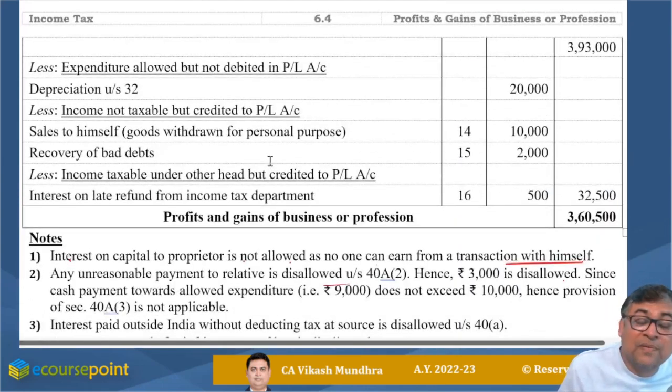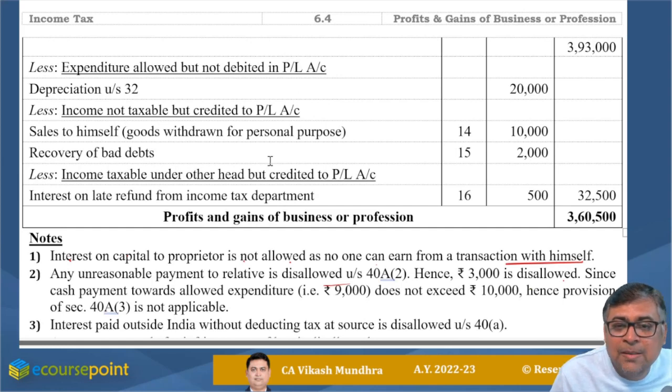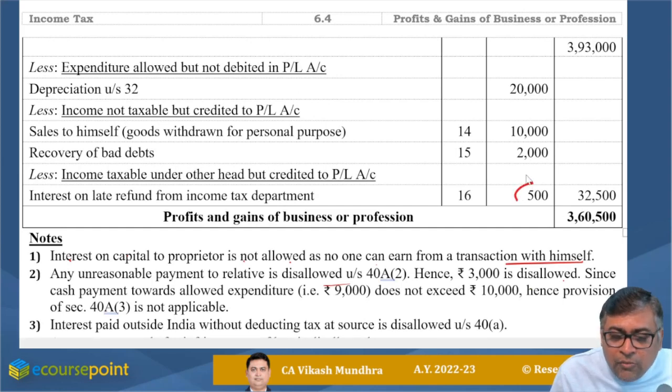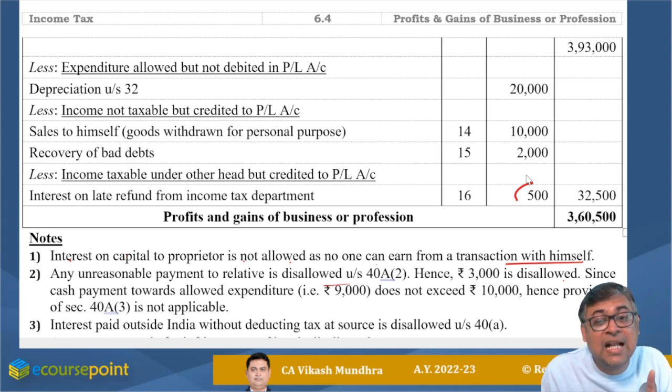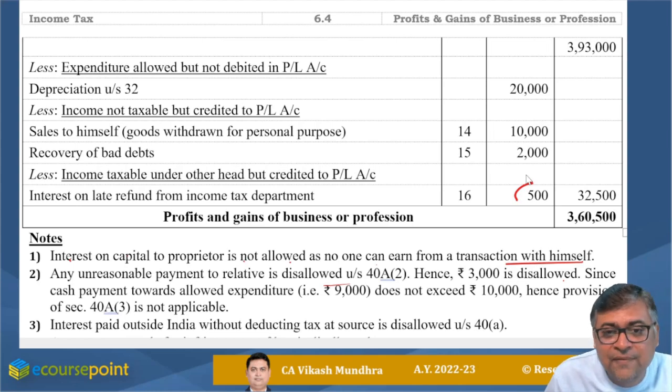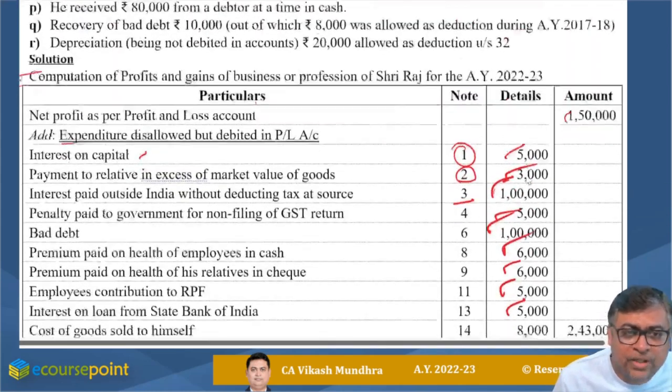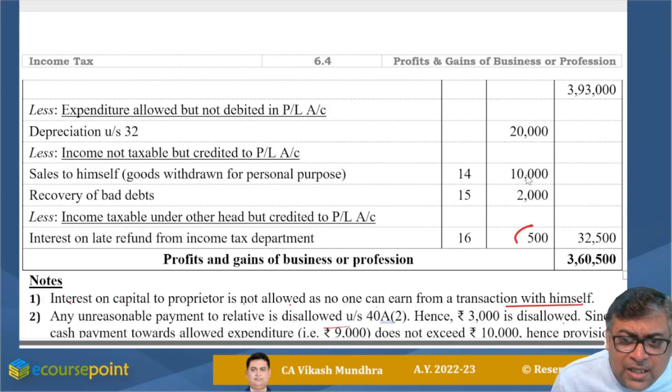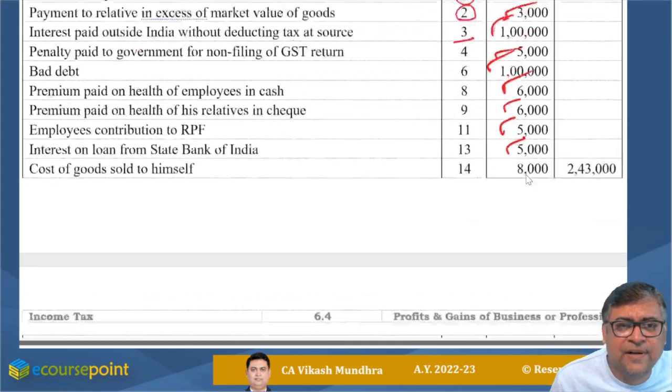So for the purpose of computing business income, I'm going to reduce this 500 while computing your business income, but it should be considered under the head income from other sources. It is taxable, but under the head income from other sources. So while computing this PGBP income, we are going to reduce this 500.